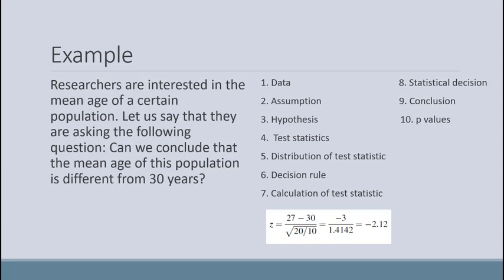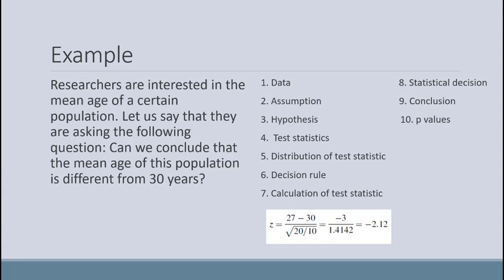Step 7. From our sample, we compute the test statistic to be negative 2.12. Step 8. Based on the decision rule, we are able to reject the null hypothesis since negative 2.12 is in the rejection region. We can say that the computed value of the test statistic is significant at the 0.05 level. Step 9. We conclude that mu is not equal to 30, and let our administrative or clinical action be in accordance with this conclusion.